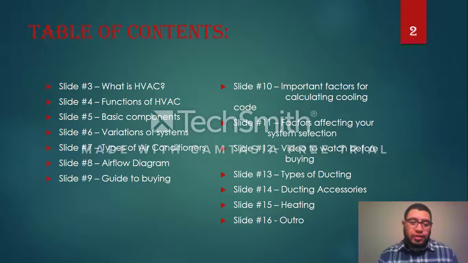So here's our table of contents of what we're going to be talking about. What is HVAC, the functions, the different types you have, what goes into buying an HVAC unit, also your important factors, your budget, we'll get more into detail on that, your ducting, heating, and short and sweet.